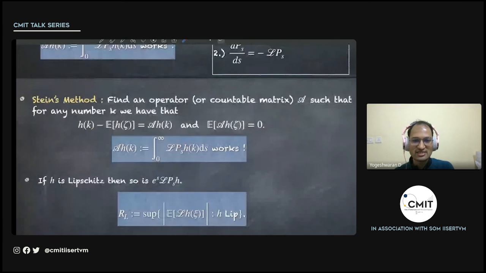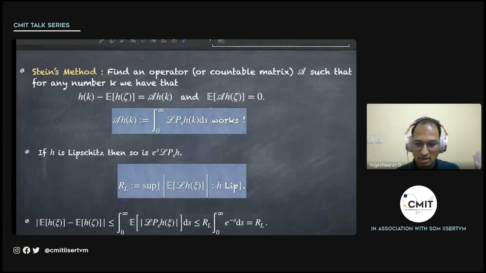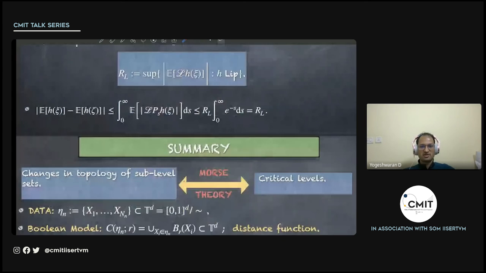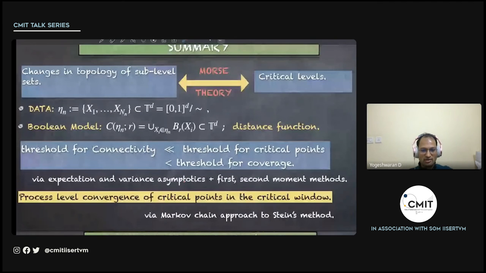And the last thing, I will end exactly by pointing out that A H of K is essentially L P_s H of K. Now, H is Lipschitz, so L P_s H is Lipschitz with the constant e to the minus s, and then everything bounds. So for any Lipschitz function, the bound depends only on zeta. I will just stop with this. I won't say anything more, and I'll leave you with the summary. I'll take any questions.